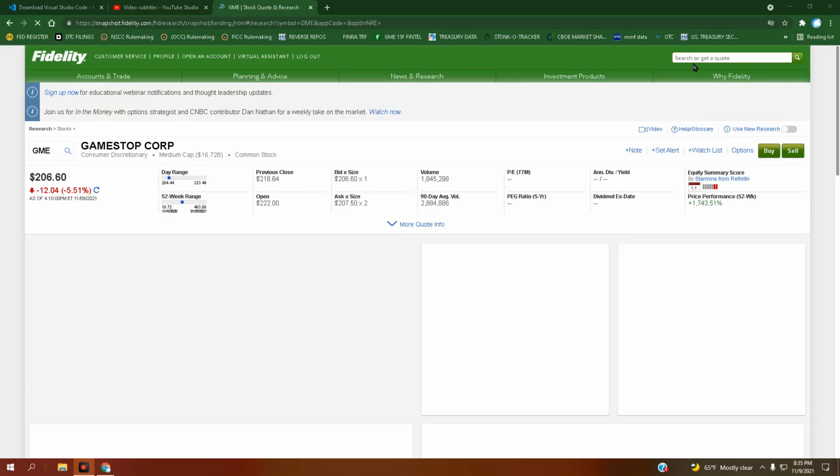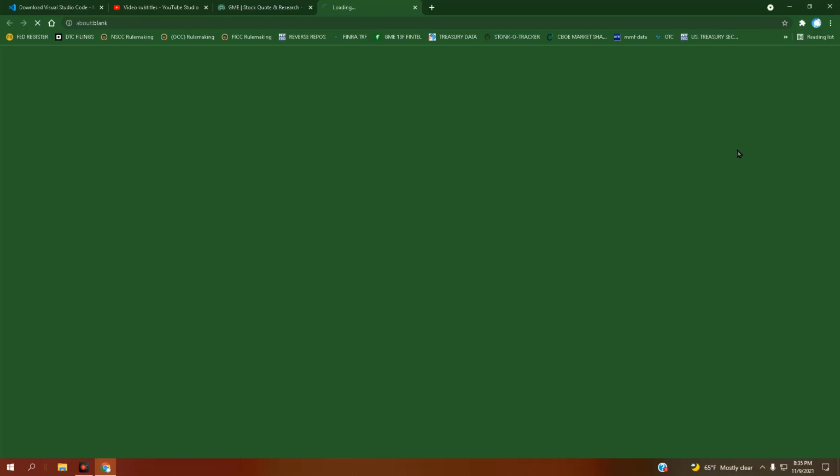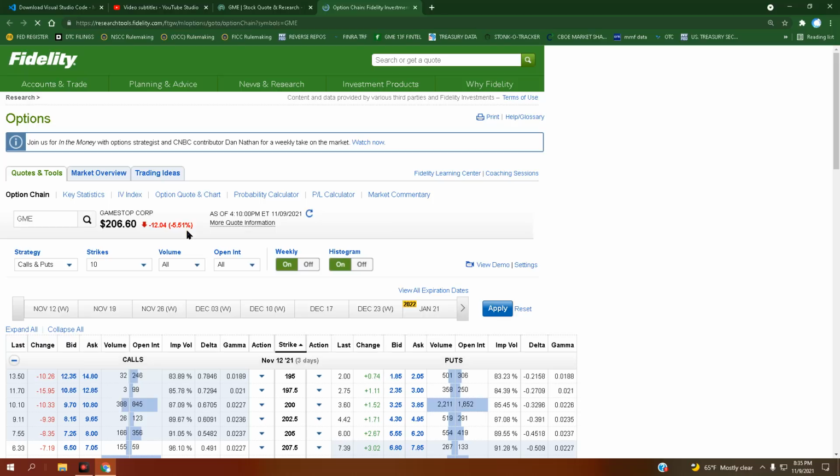Let's take a look at the calculator from Fidelity real quick for AMC, GME, and we'll throw in GRWG as well for today. Let's go and start with GameStop. Look at the options chain for each of the three.